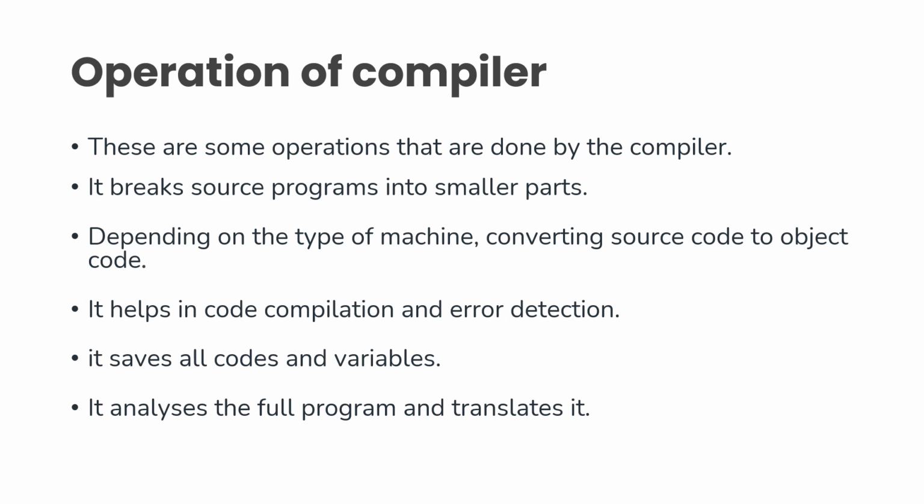Now, what are the basic operations of the compiler? These are the operations that are done by the compiler. First, it breaks the source program into smaller parts. Depending on the type of machine, it converts the source code to the object code, because code is never the same for all programming languages. It depends on your hardware and the operating system. It helps in code compilation and error detection, and it saves all the codes and the variables used in the programming. It analyzes the whole program and translates it.